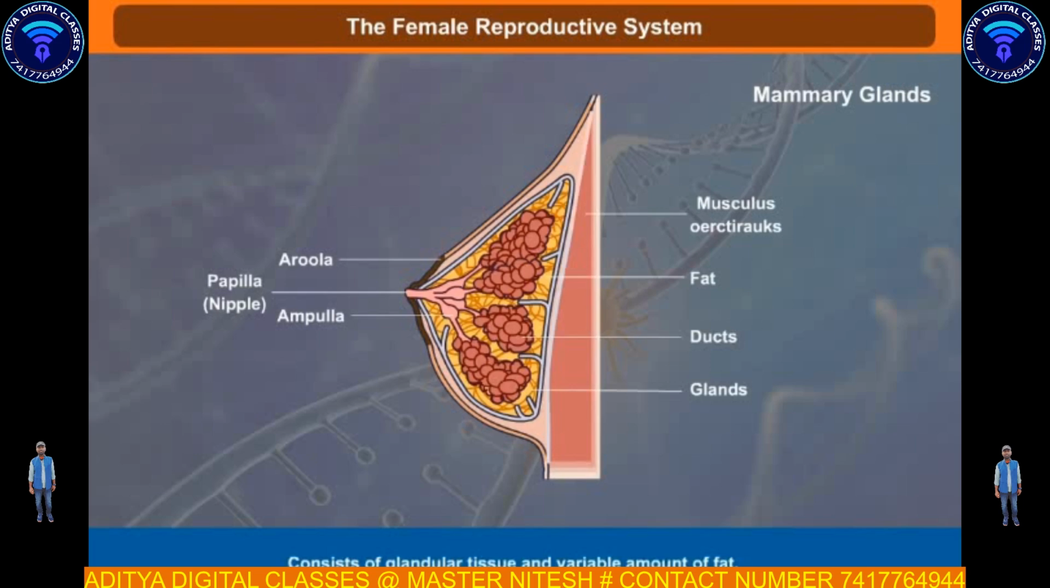Mammary glands. Consists of glandular tissue and variable amount of fat. Glandular tissue divides into 15 to 20 mammary lobes. Each lobe contains clusters of cells called alveoli opening into mammary tubules. Mammary tubules join to form mammary duct. Mammary ducts join to form mammary ampulla connected to lactiferous duct. Milk secreted by cells of alveoli is stored in the lumen of alveoli.